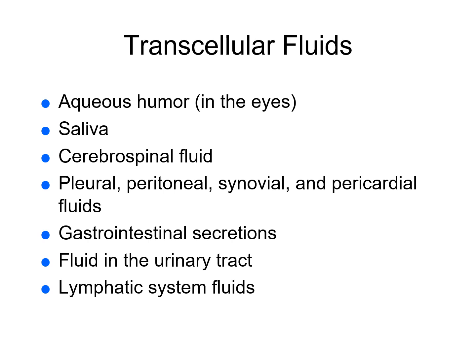But they're in different parts. Pericardial's in the heart, pleural's in the lungs. We can look, peritoneal is in that abdomen, in that space there. Synovial, I think, is in the, I want to say spinal cord. GI secretions, fluid in the urinary tract system, and lymphatic system fluids.